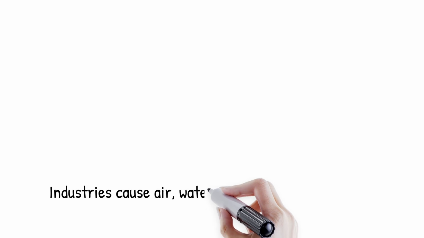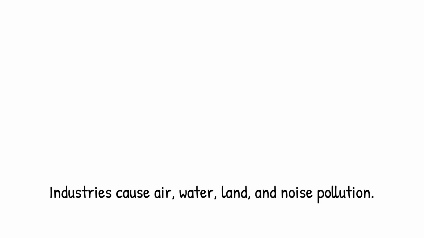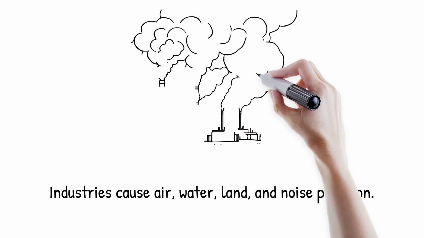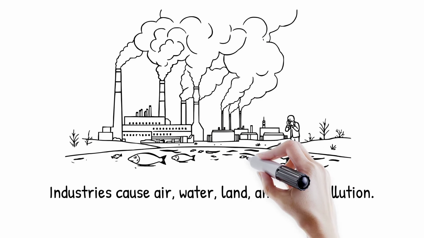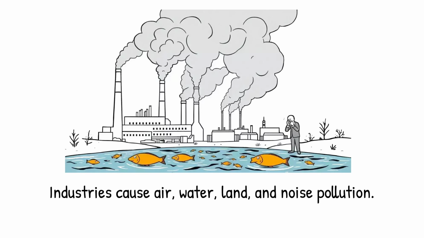Industries cause air pollution by releasing gases. This affects human health. Water pollution occurs due to waste discharge from factories, which harms aquatic life living in those water bodies.